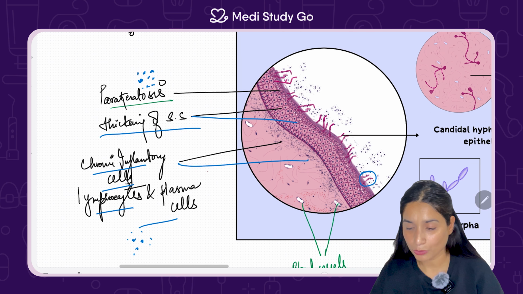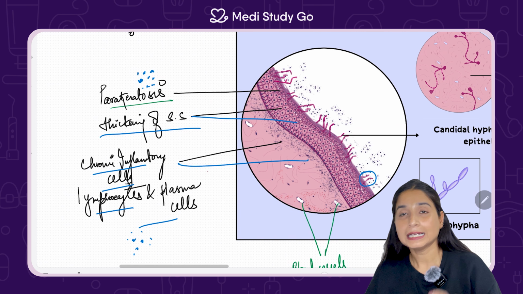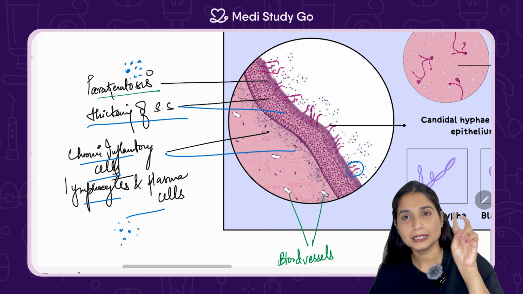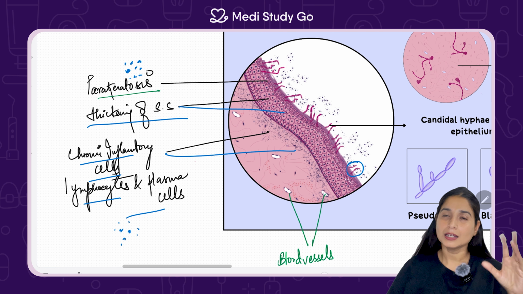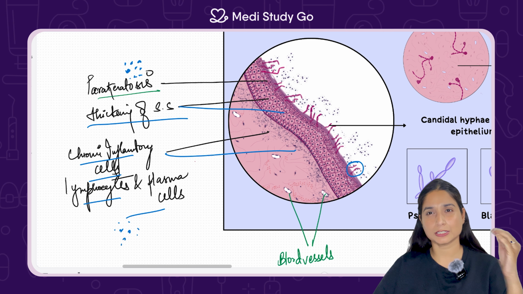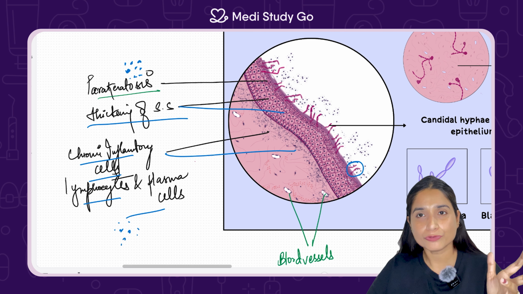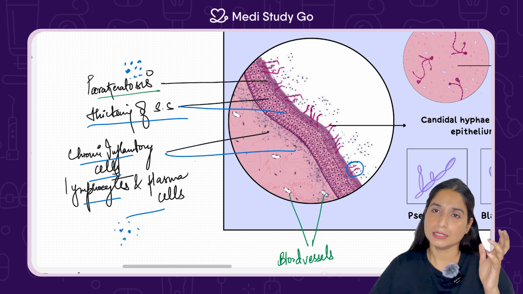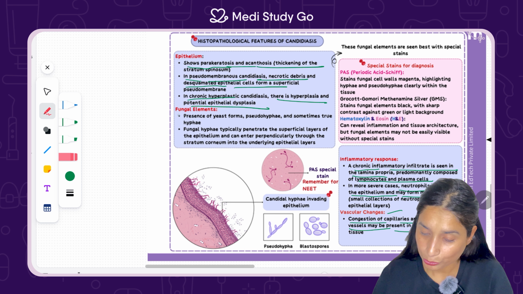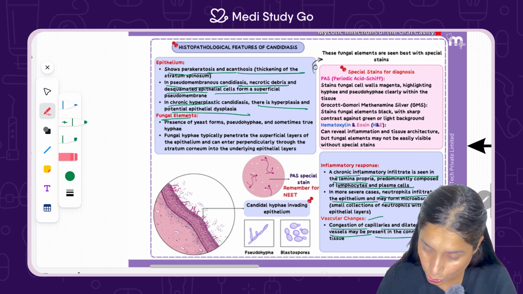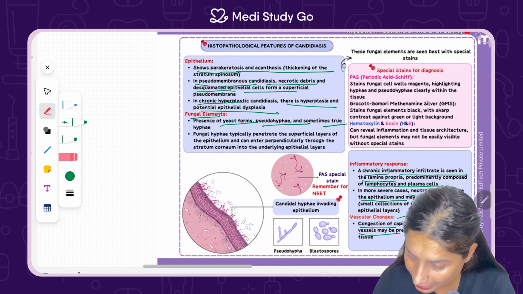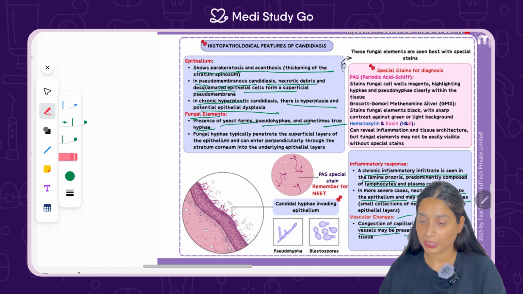So we studied the histopathology of candidiasis: the epithelium has parakeratosis, the stratum spinosum is thickened, and in the connective tissue you will find lymphocytes and plasma cells. In very severe cases you will also find neutrophils, and sometimes the blood capillaries in the connective tissue will be congested. Now the fungal element. The fungal elements are the presence of yeast cells, pseudohyphae and sometimes true hyphae. So fungal elements we have seen.